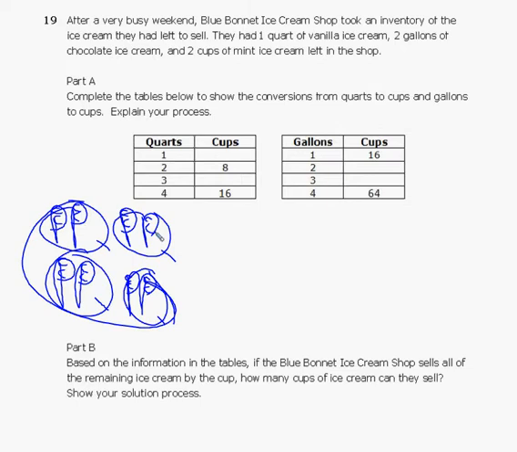On that one, 1 quart is going to be 4 cups. The process for that is times 4. So 3 quarts would be 12 cups. Over here, you can see that 1 gallon is 16 cups. So if I'm trying to figure out how many cups are in 2 gallons, that would be times 2. 16 times 2 is 32.